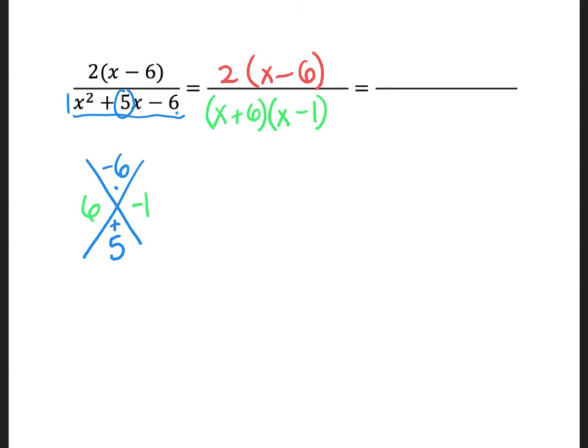In this case, notice that we have an x plus 6 on the bottom and an x minus 6 on top. Those can't actually cancel because one has a minus and one has a plus. So my final answer for this one would be 2 times x minus 6 divided by x plus 6 times x minus 1. Nothing canceled. We're good to go.